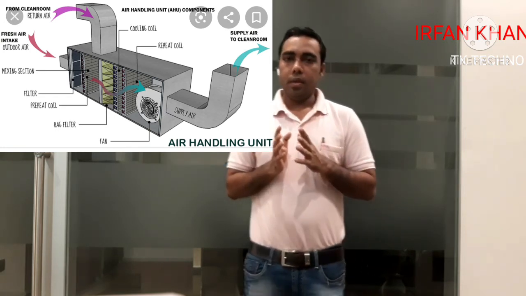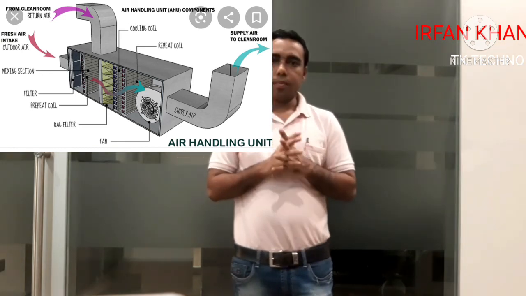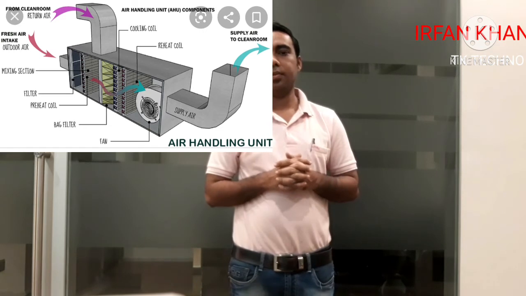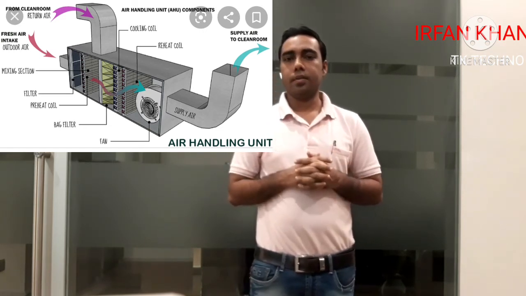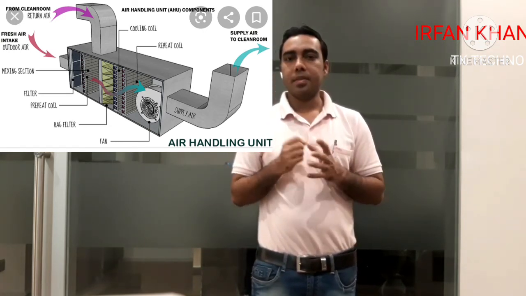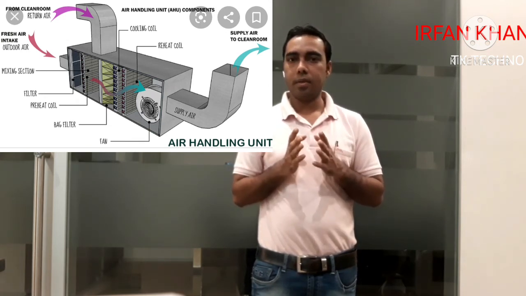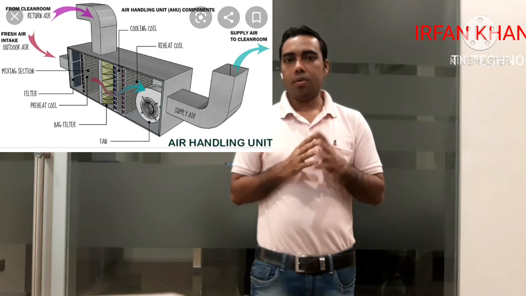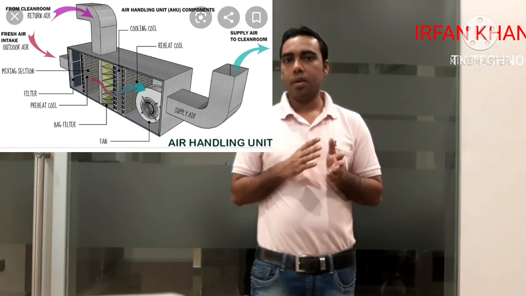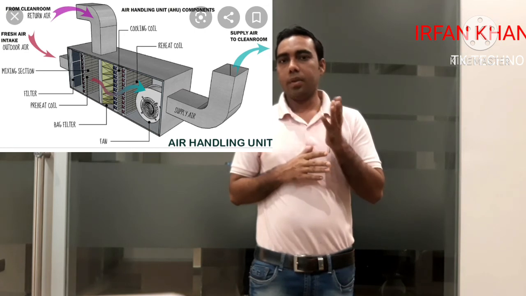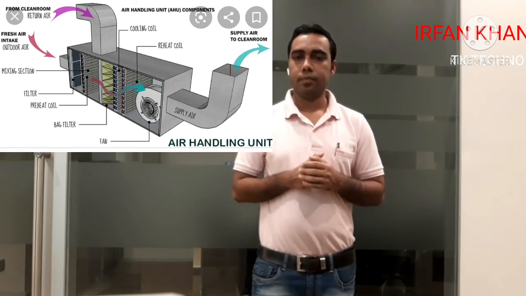When this air goes to the room by the supply air duct, then the temperature of room is higher than the temperature of supply air. Then the supply air absorbs the heat of room. Then this supply air gets hot. Then this hot air goes to AHU again from the return air duct.